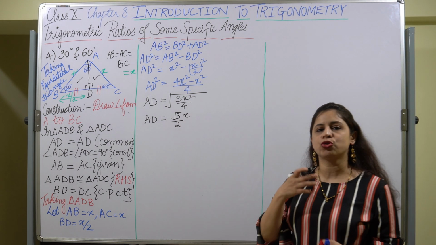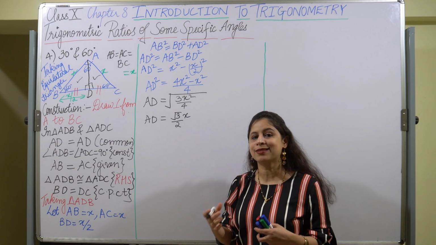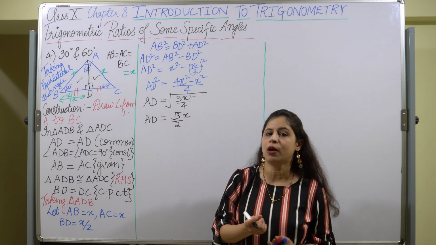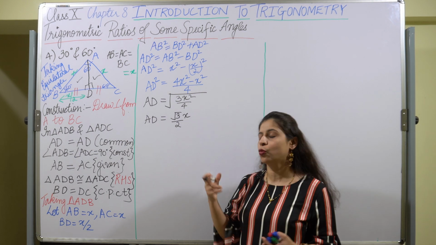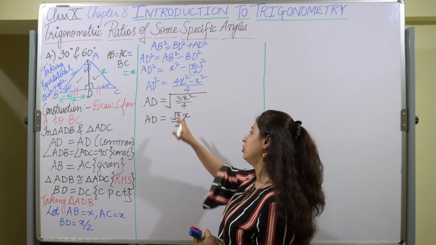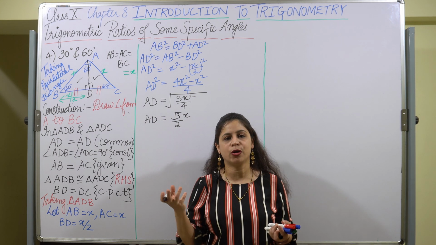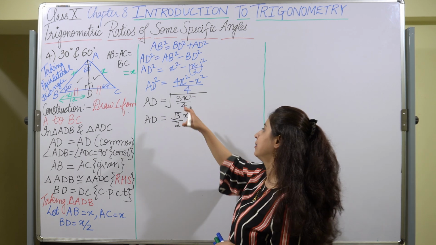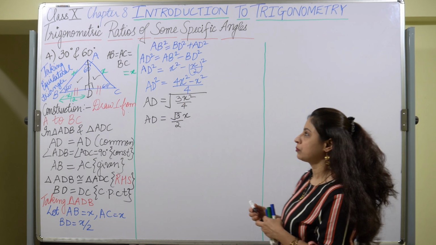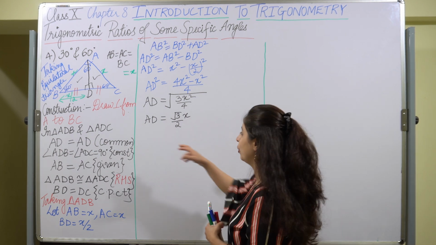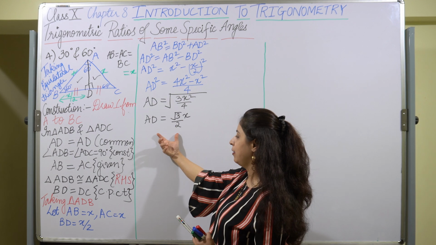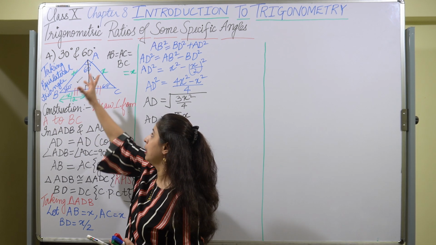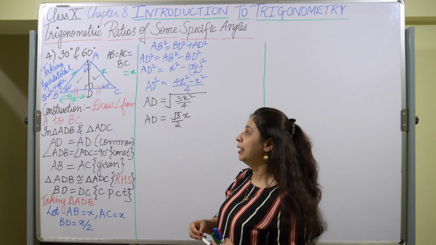x square is a double, so x into x, one pairing is done, 1x will come out from the square root. 4 has 2 square, so 2 will come out, but 3 cannot come out because we cannot find the square root of 3 by the pairing method. So we have already got the side AD value, the side AB value, and the side BD value.